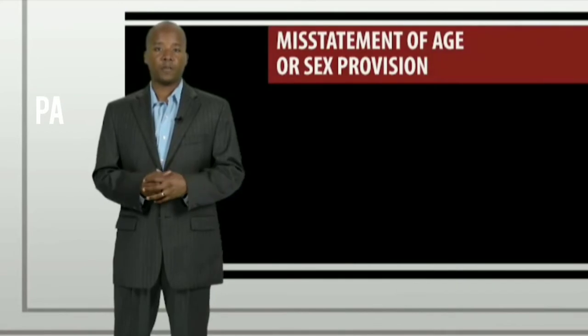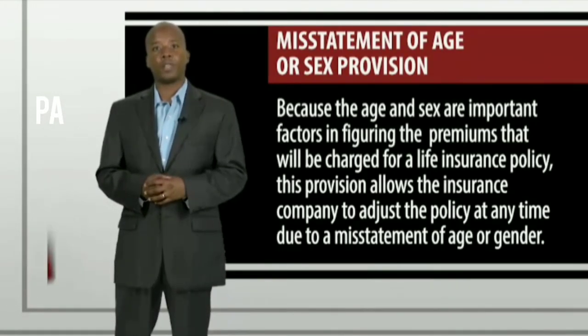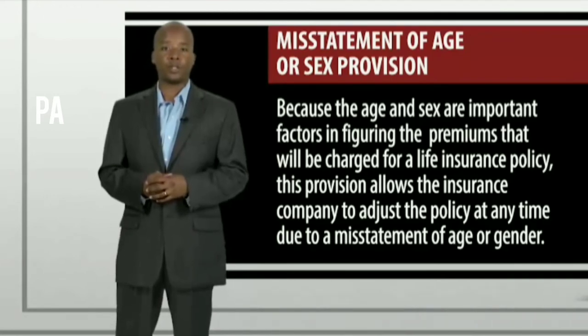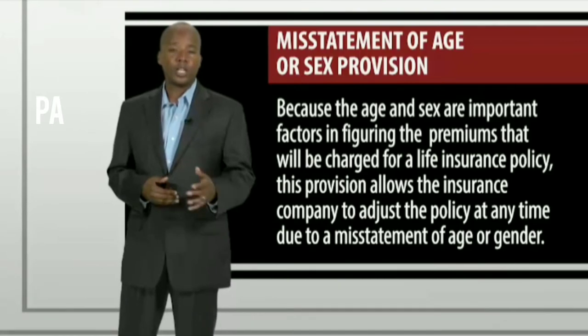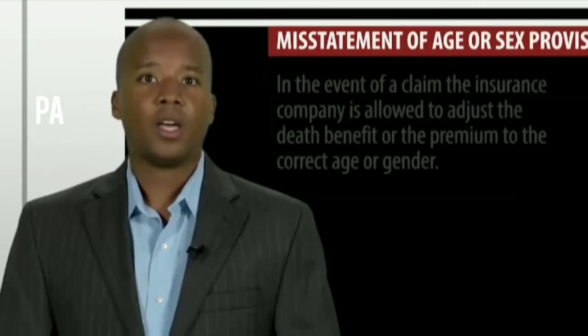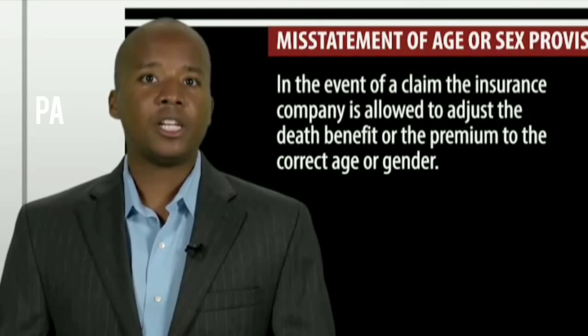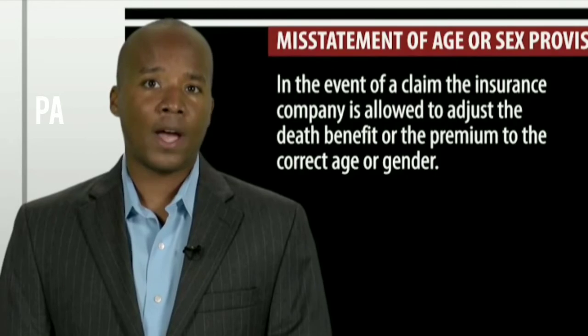Misstatement of age or sex provision. Because the age and sex are important factors in figuring the premiums that will be charged for a life insurance policy, this provision allows the insurance company to adjust the policy at any time due to a misstatement of age or gender. In the event of a claim, the insurance company is allowed to adjust the death benefit or the premium to correct the age or gender.